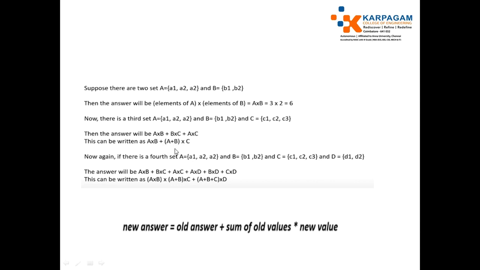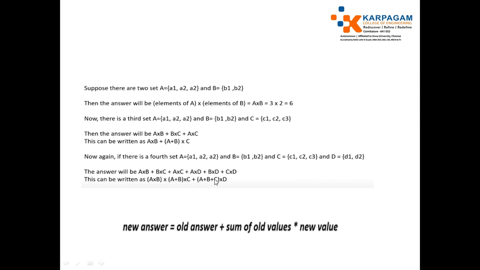That can be done. If, say for example, from here you think about another set, say a fourth set, I already have A, B and C. Now another set called D comes in. So if you want to have an answer, you know that it is A into B plus B into C, plus A into C plus A into D, plus B into D plus C into D.